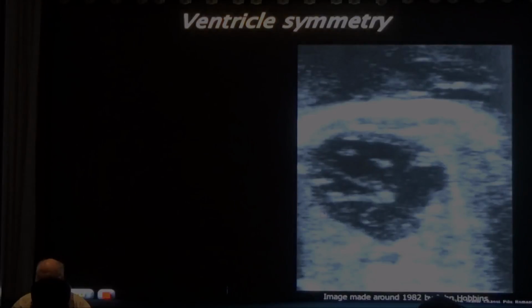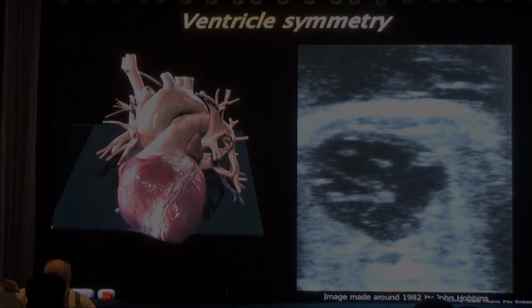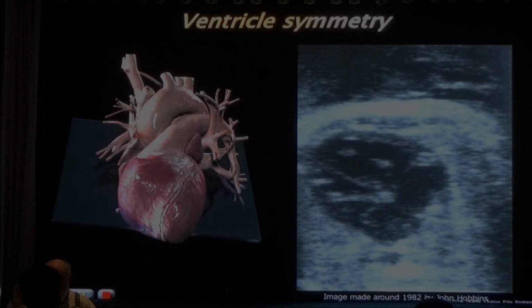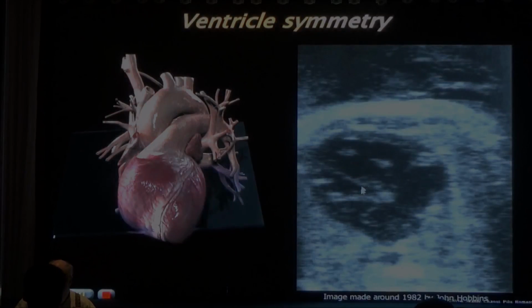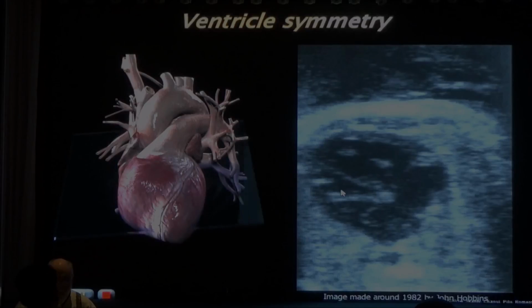This is another example, another of these old images from 1982. And this was my professor, John Hoggins, a wonderful person. And when you have asymmetry of the ventricles, most of the time it is because the section is not equatorial to both ventricles, so you have to correct for that. But if this is the best you can get, then it's abnormal. And he decided to do an amniocentesis on this baby, and the baby had trisomy 18.